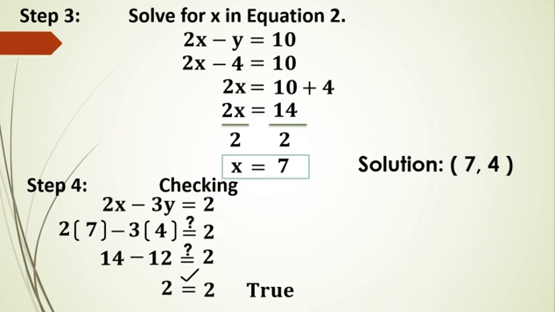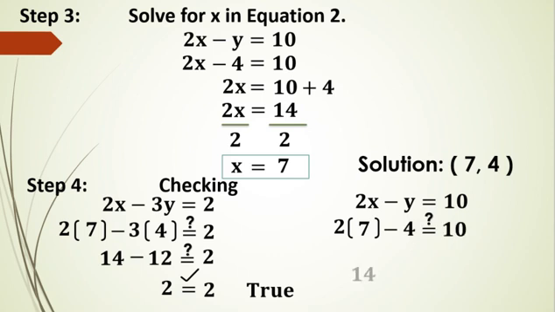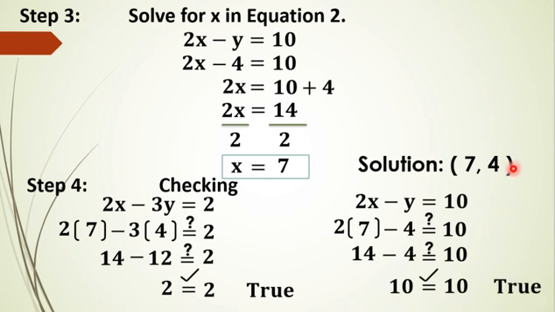How about equation 2? 2x minus y equals 10. 2 times 7 minus 4 equals 10. 2 times 7, 14. Minus 4 equals 10. 10 equals 10. The resulting statement is also true. Therefore, since nasatisfy ng ordered pair (7, 4) ang first equation at second equation, therefore, this is indeed our solution for the system.